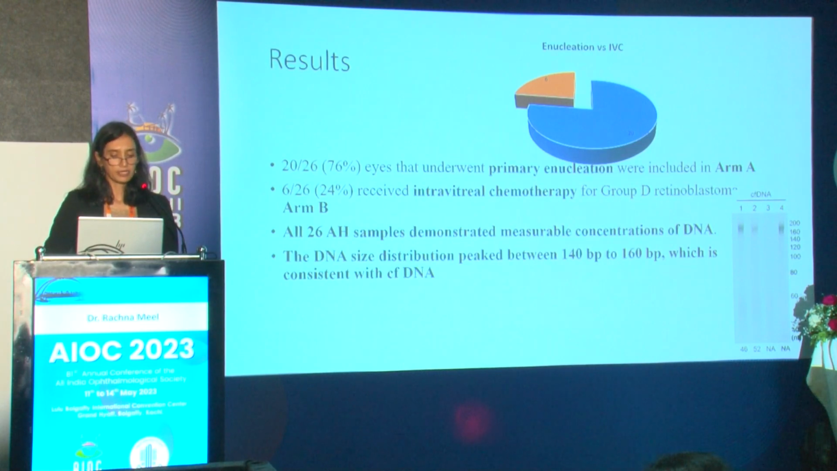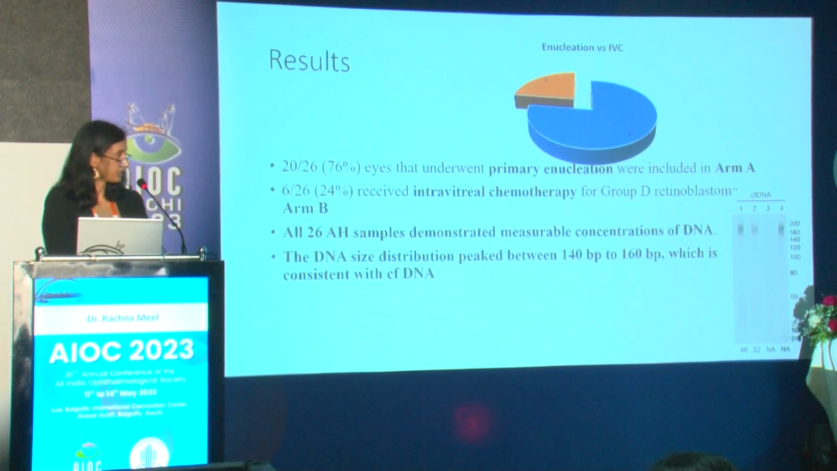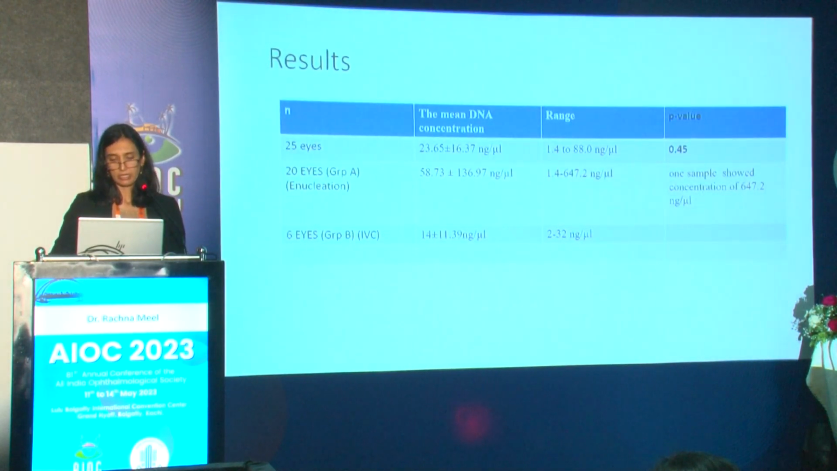20 of the eyes underwent enucleation. In 6 eyes, we were giving intravitreal chemotherapy, so they were undergoing salvage treatment. And we were able to get cell-free DNA in all the cases. This was cell-free DNA because its characteristic is that it peaks at 140 to 160 base pairs. That's the size of the base pairs that you get for these exomes.